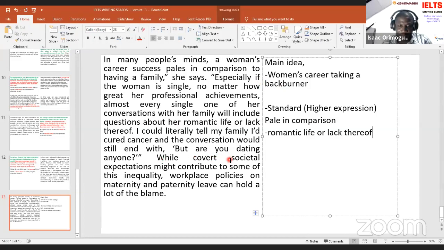Another expression is covert societal expectation, covert expectations. Please, we need to use some of this. Inequality: workplace policy on maternity and paternity leave can hold a lot of the blame. You can say could be blamed for it, can hold a lot of the blame.